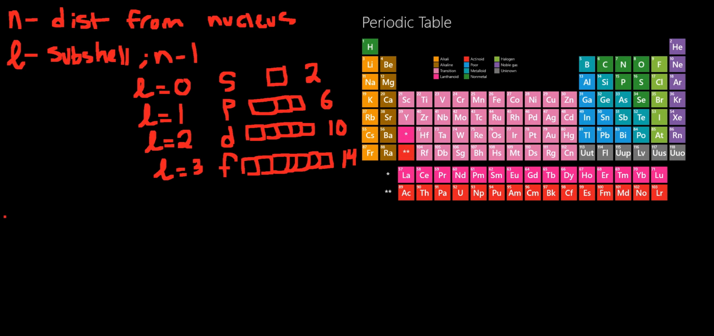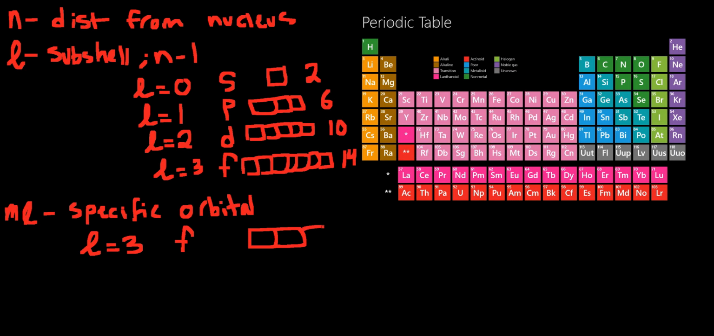Okay, moving on. Now we have our ML number, and that's telling you the specific orbital. This number is the range. You get this number after you look at your L number, and it is the range of values of the L number. So what am I talking about here? Let's say we deduced that our L was 3. So we know it's going to be an F subshell. So when we draw this, 1, 2, 3, 4, 5, 6, 7.